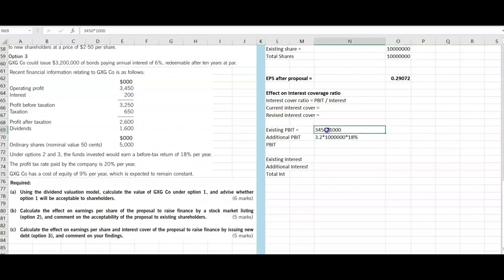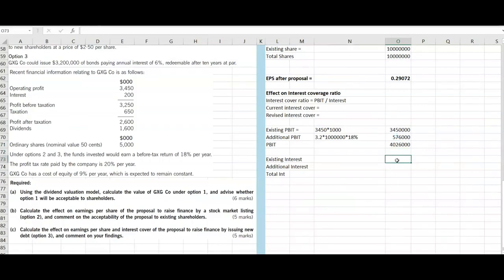So that's about our existing PBIT. So this is about our additional PBIT. So this will be our revised PBIT. So we also have to calculate the interest.